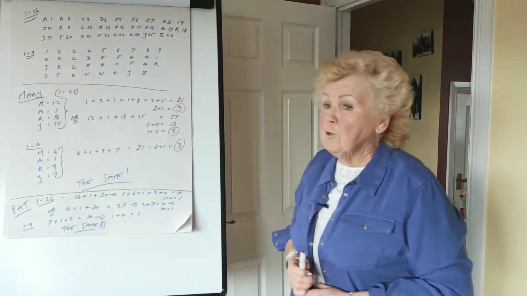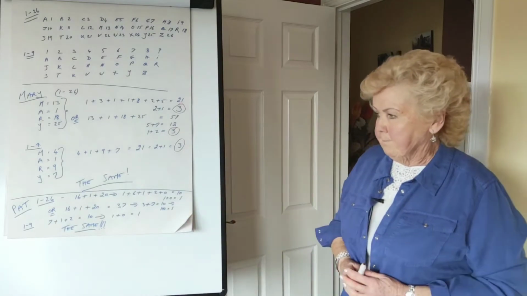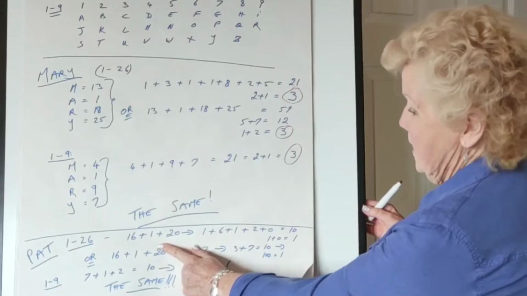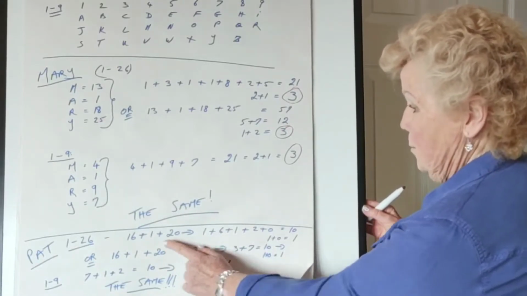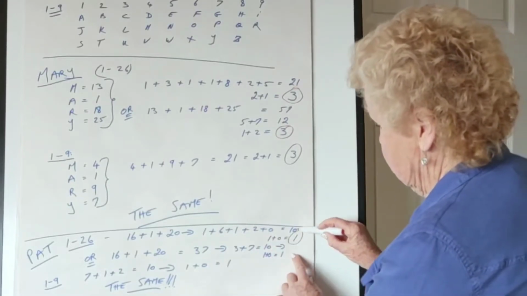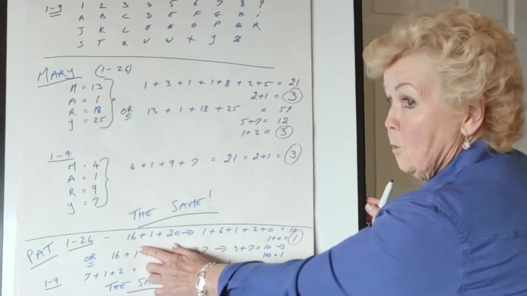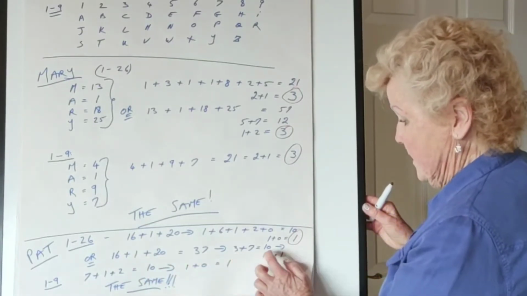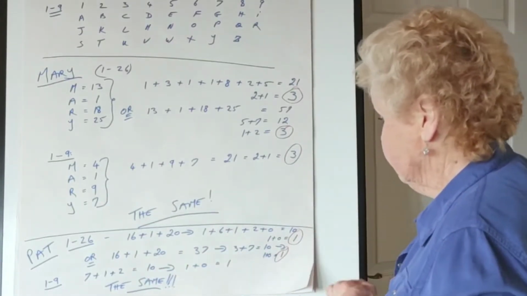In case you think that's a fluke and there's no such thing, let's try Pat. 1 to 26 first of all. P is 16, A is 1, and the T is 20. 1 plus 6 plus 1 plus 2 plus 0 equals 10, and 1 plus 0 equals 1. Or keep the 16, don't divide it. 16 plus 1 plus 20, 37. 3 plus 7 equals 10, and that's 1.